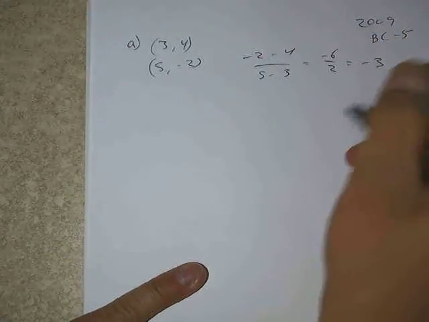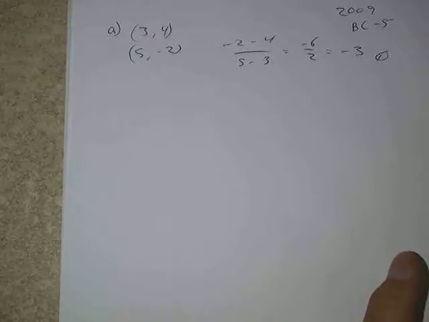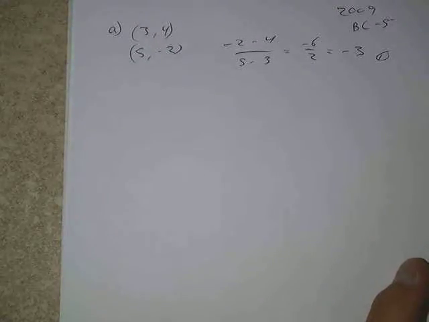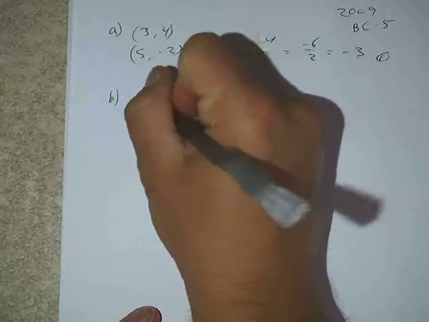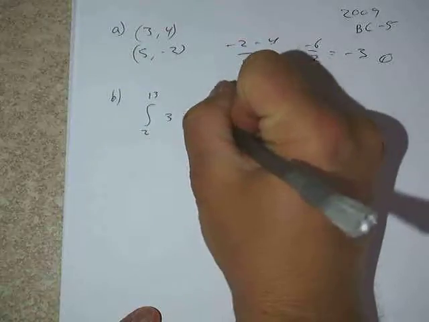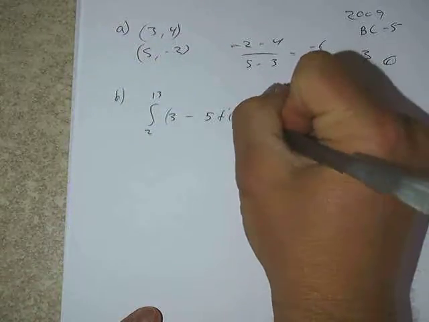So in part A, we have the point (3, 4) and we have the point (5, -2). If we want to estimate the derivative at 4, we'll just find the slope here. So it should have been -2 minus 4 over 5 minus 3, and -6 over 2, which would be -3. So 1 point for estimating the slope with your work.